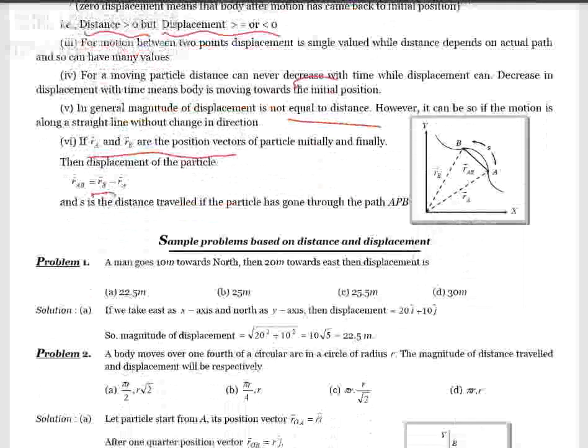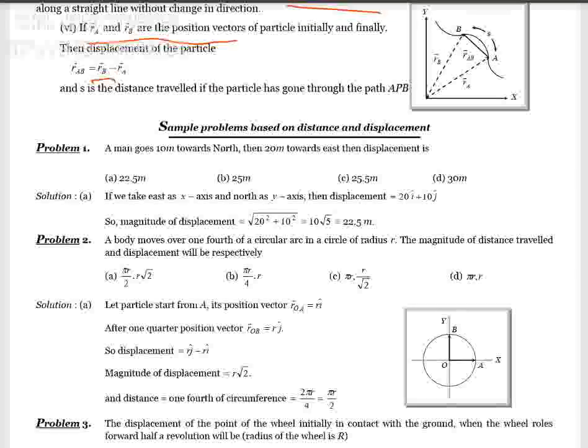Okay, sample problems related to distance and displacement. There are so many, I'll show you only problem 1. A man goes 10 meters towards north and then 20 meters towards east. Then displacement is how much? You are asked to calculate the displacement.